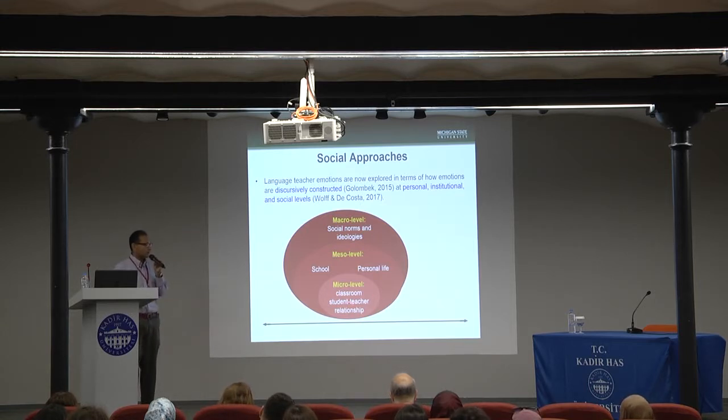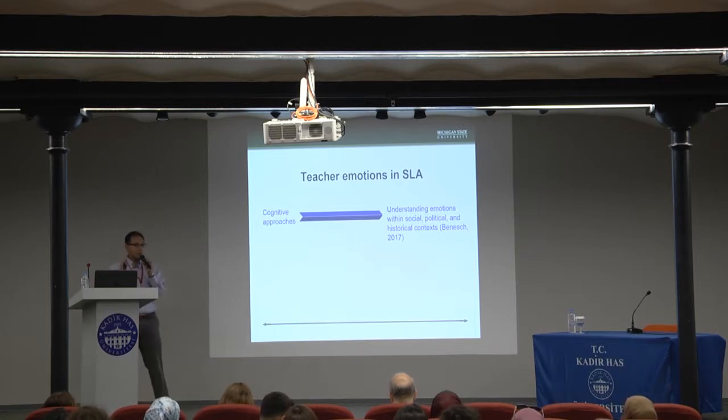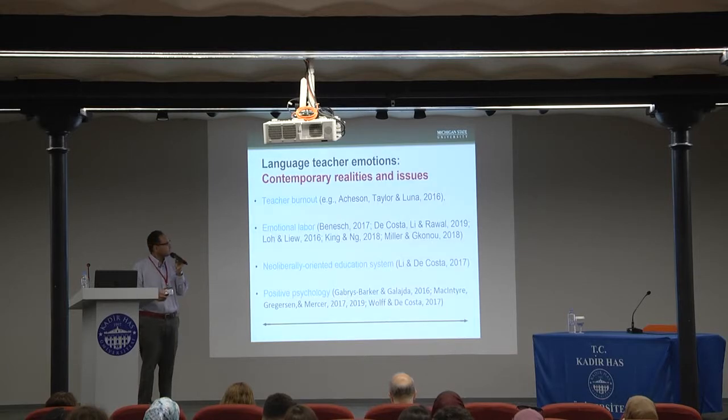So if you look at the micro level, we look at the level of the classroom, how we connect that to the meso level, one layer up, what goes on in schools, and that, of course, is embedded within a macro level context where we have to consider social norms and ideologies. If we were to arrange emotions in a cline or continuum, one way to do it is to look at it from a cognitive through a social perspective.